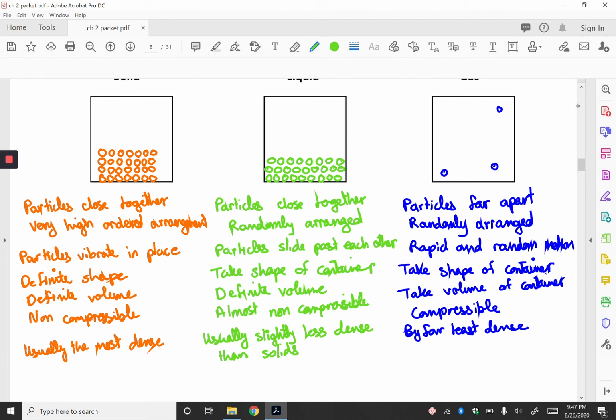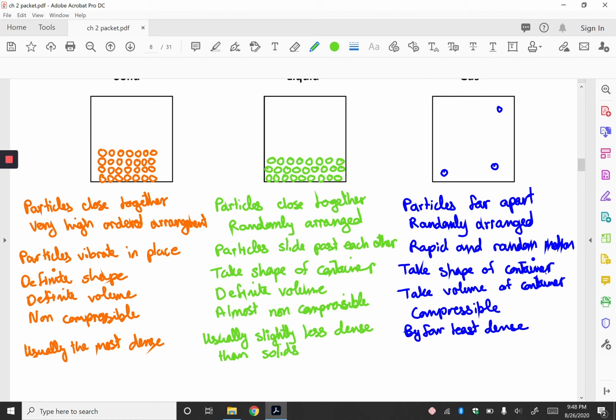Again, these two, the solids and the liquids, are very similar in density. Usually, the solids are just a tiny, tiny bit closer than the liquids are, and so they're usually just a tiny, tiny bit more dense than the liquids. The liquids are slightly less dense than the solids. That's true for most substances, but the reason why I say usually is because of water, right? Water is the opposite. Liquid water is more dense than solid water.